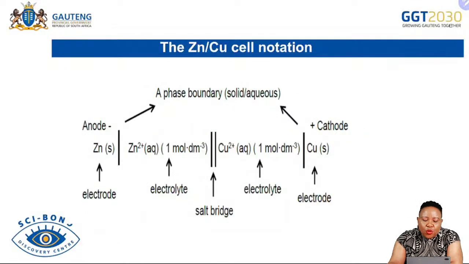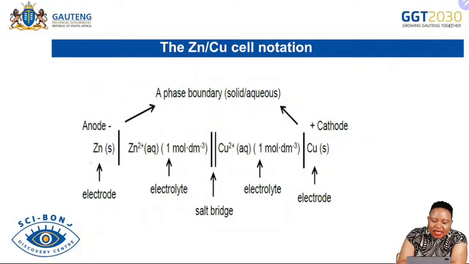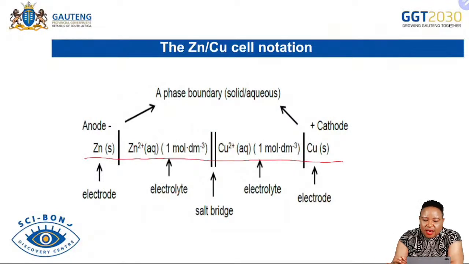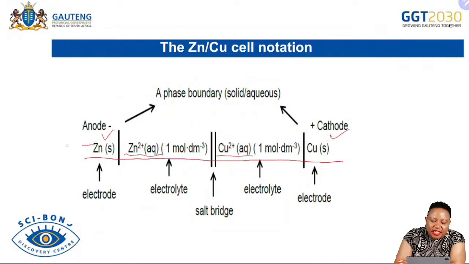Let's look at an example of a cell notation. This is an example of a cell notation of a zinc and copper half cell. What you must know is that all your solids must be on the terminals, meaning that you start with your solid, you end with your solid. And then all the aqueous species must be next to the bridge, meaning that you will start with a reducing agent, if that agent is an active electrode, I will explain what I mean by active electrode. And then we'll go to an oxidized species.